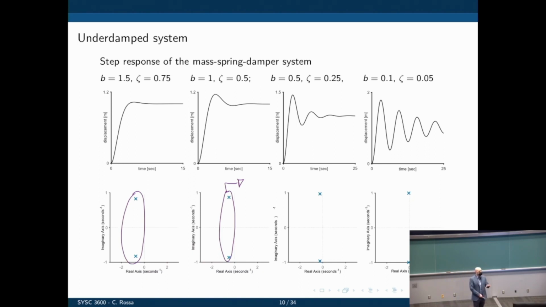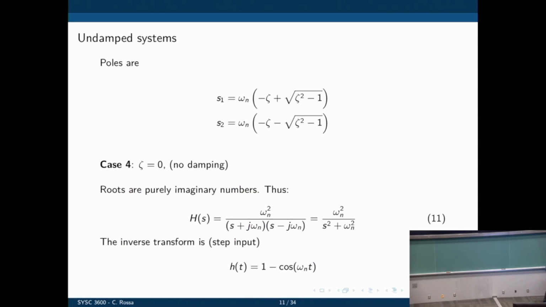The exponential component disappears, and you are left with only imaginary poles placed on the imaginary axis. No exponential, no way for the sinusoidals to decay. The exponentials are what make the sinusoidal decay to 0. The exponentials are not there. The system is free to oscillate forever. So that's case number 4, no damping.